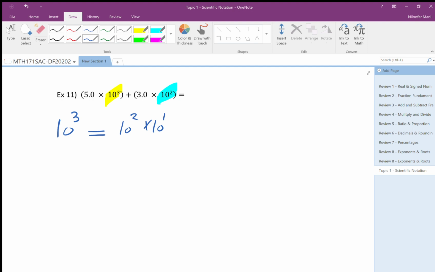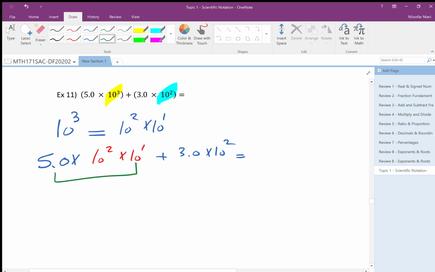Oh, okay. So, I have 5.0 times 10 power 2 times 10 power 1 plus 3.0 times 10 power 2. Okay. Now, can I combine these two together? Yes. So I have 50 multiple 10 power 2 plus 3 multiple 10 power 2. Okay? So I change this to red.